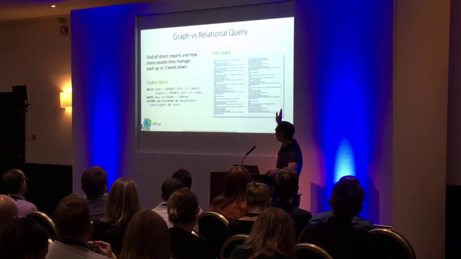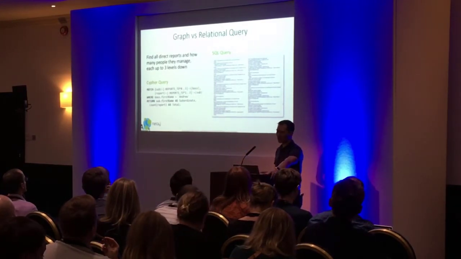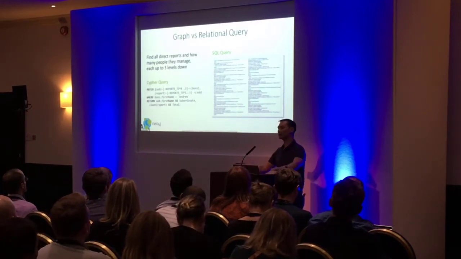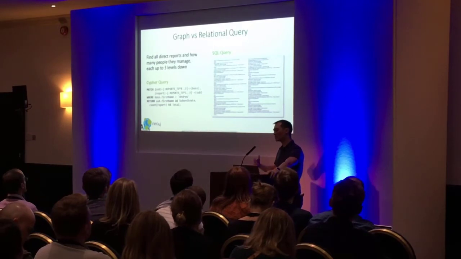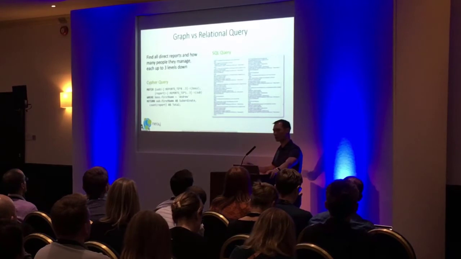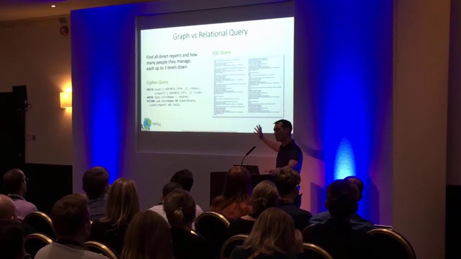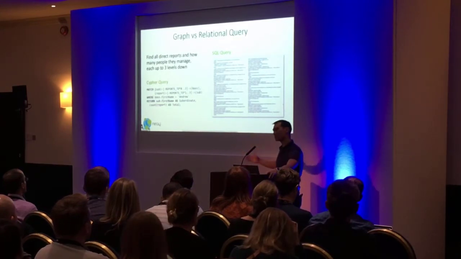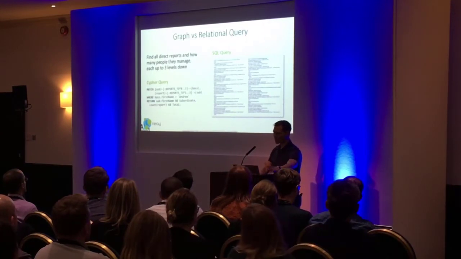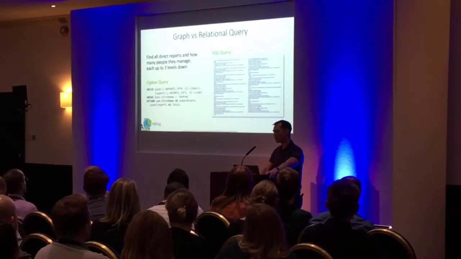And over on the right here, we have a really, really long SQL query. This is basically finding all the direct reports and how many people they manage, each up to 3 levels down. With normal databases and joins, you need to do a lot of recursion to be able to write this, which is why you end up with this really long, horrible SQL query. And it's not just long, it performs really, really slowly as well. So we can express questions much more effectively when using graphs for certain types of data.